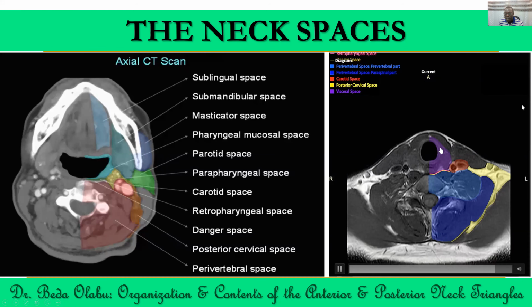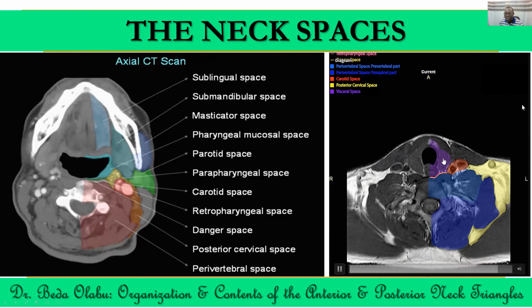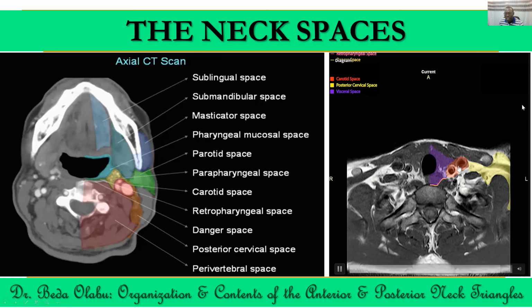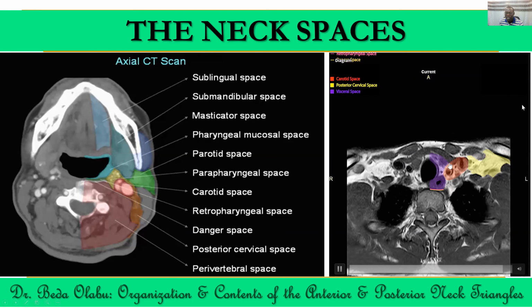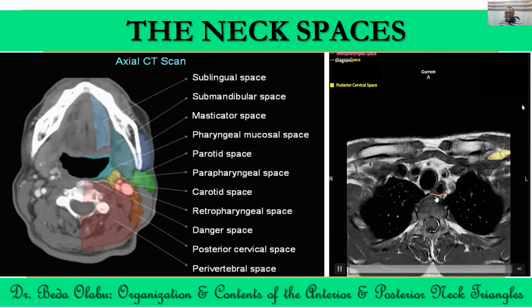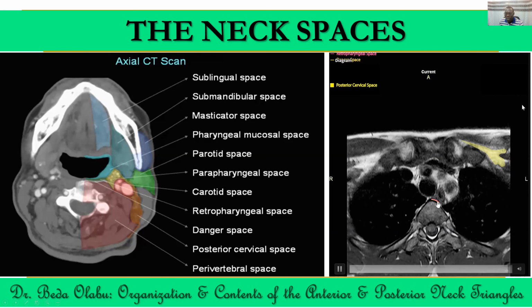So this is the visceral space basically that has now come into play. And that's the carotid space. We are now at the thoracic inlet and upper mediastinum. The reason why we told you about the danger space is because it continues all the way to the mediastinum.